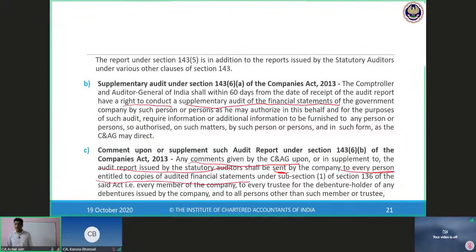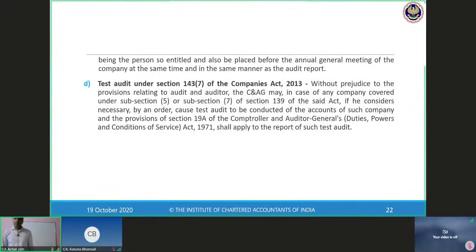Every member of the company, every trustee for the debenture holder, and to all other persons other than such member or trustee, being the person so entitled, and also will be placed before the AGM of the company.